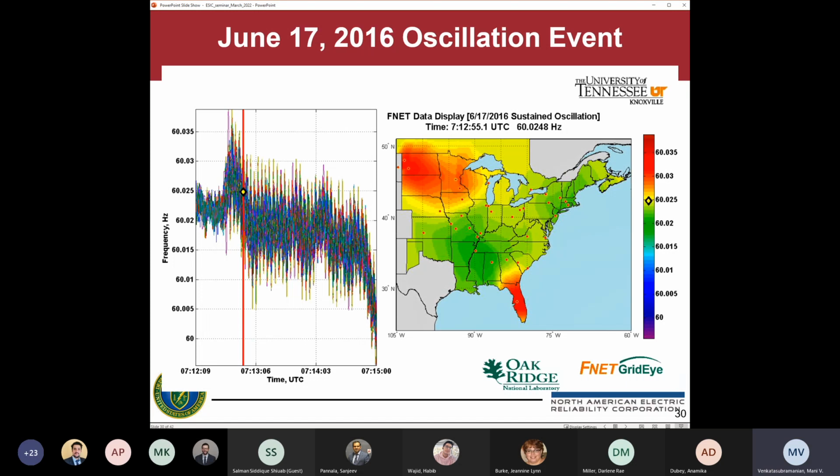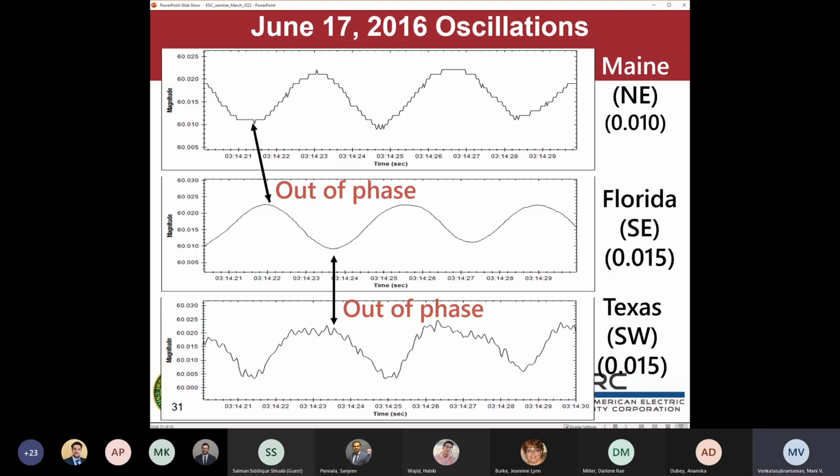So this type of phase characteristic, how the oscillation is seen across different portions of the grid, we call the mode shape. So if you look at the time plot, when the frequency is at the lowest in Maine, it is at the highest in Florida. So we say these two are out of phase. And also Florida is out of phase with Texas. And you can ask a question, Texas is not an eastern interconnection. That is true, but there is a small portion of Texas which is in fact part of the eastern interconnection, and most of Texas is its own interconnection.